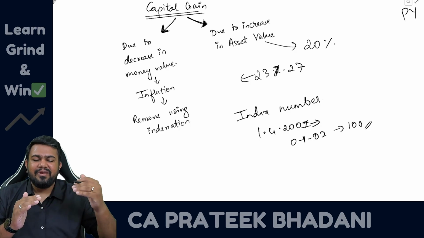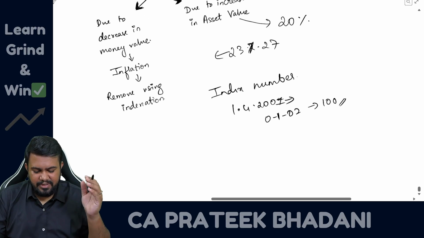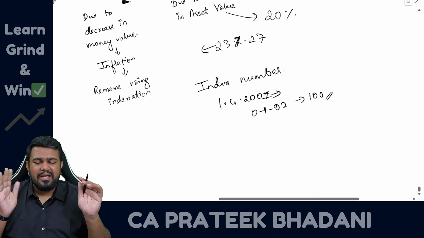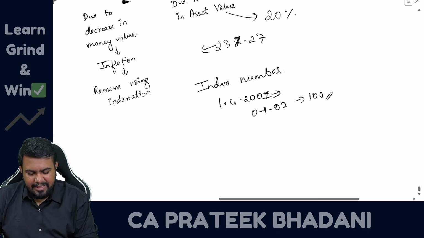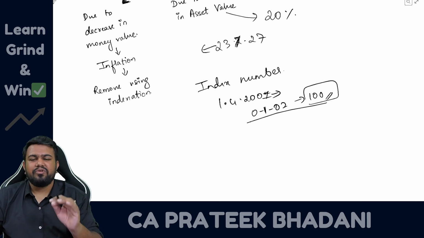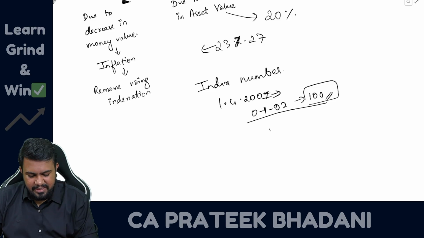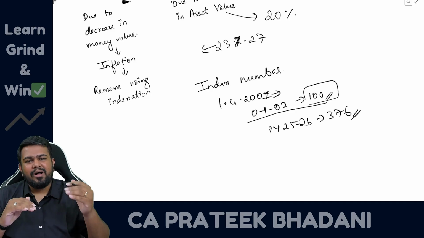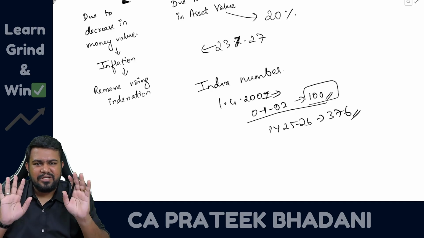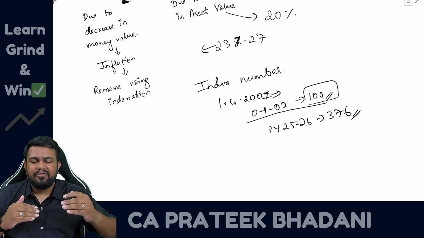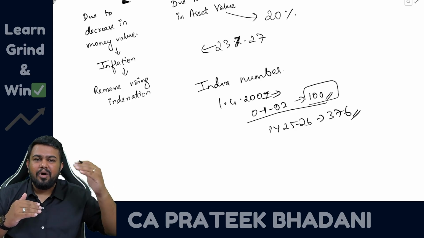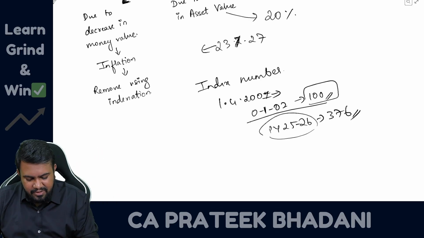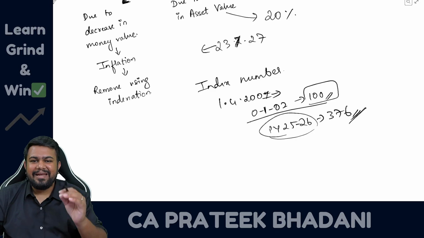Like that, for every year the government will keep on giving an index number. Sir, should I memorize the index numbers? The answer is no. You just need to know that the index number for 2001-2002 was 100, and for the previous year 25-26, it is 376. That much is enough. All the balance index numbers will be given in the question itself. So 100, 105, 110, 112, like that the government kept on increasing, and for the previous year 25-26, the index value is 376.